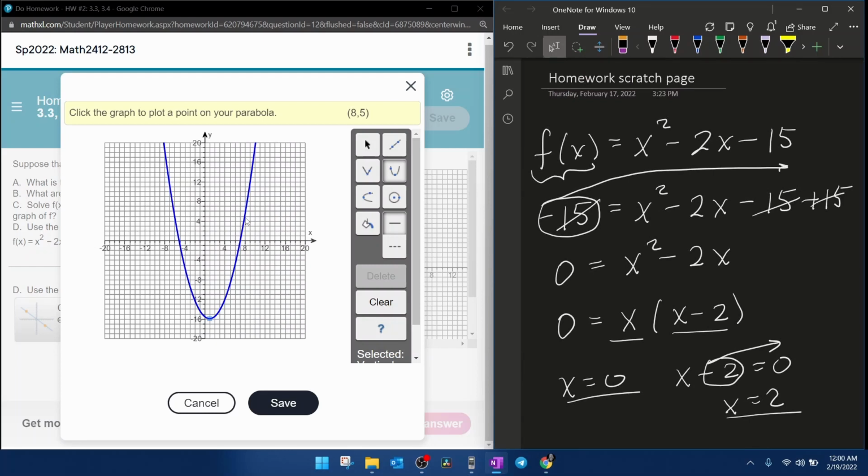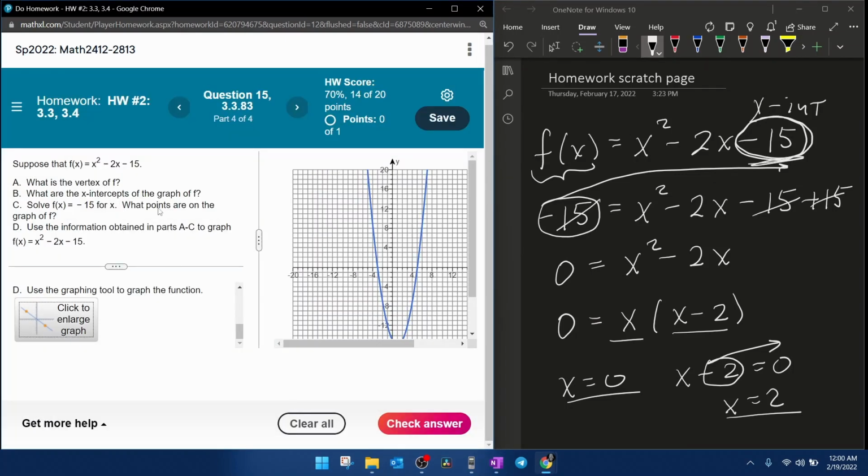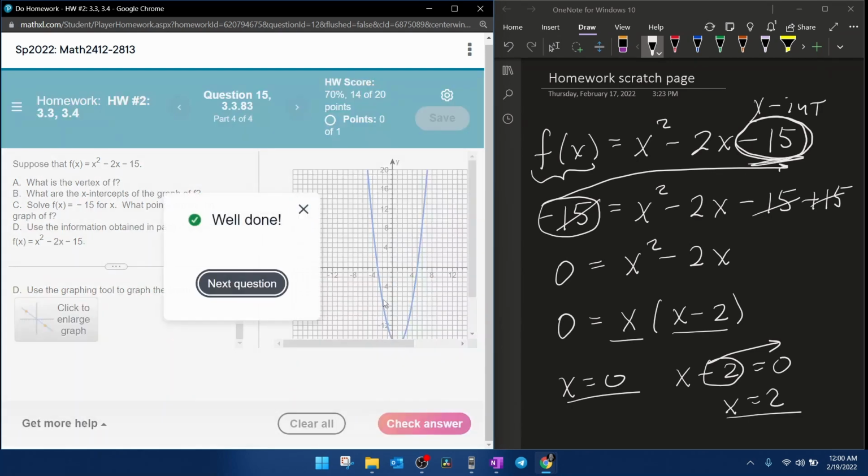And then it wants simply another point on the parabola. And if I haven't made it clear, the easiest point probably to come up with is the y-intercept. Remember, the y-intercept is always at the value of c. So we can go on the y-axis to the point 0, -15, and click, and that should give us our parabola. And that's going to do it for this question.